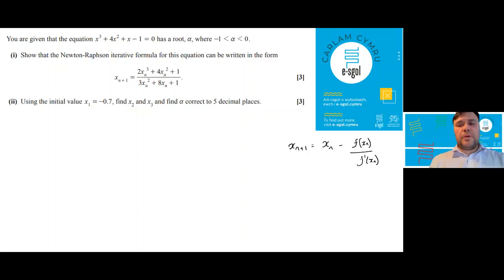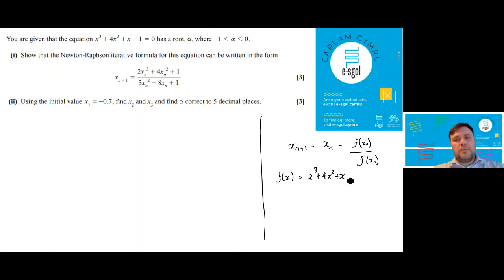If I write it down in this corner here, we know f of x is already equal to 0, so we're good to put that in. So f of x equals x cubed plus 4x squared plus x minus 1, and then f dash of x is just differentiating it. This is the notation used. So it's going to be 3x squared plus 8x plus 1.